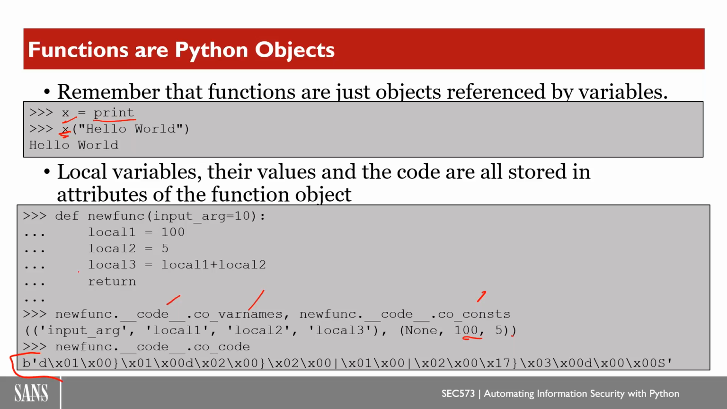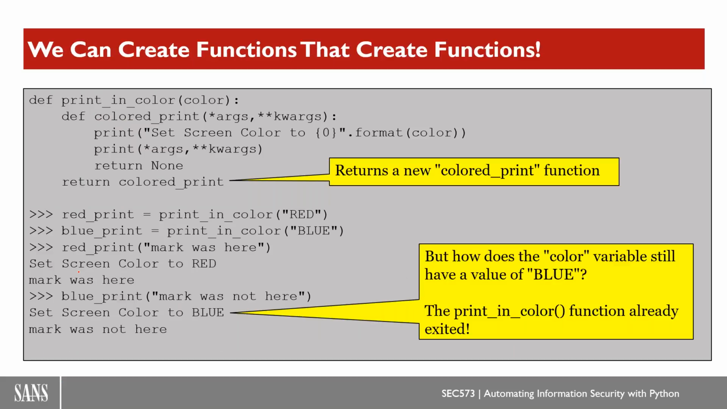All right, so functions are just Python objects that are stored inside of a variable, and I can create functions that create new functions. For example, here I've got a function called print_in_color. What it does is it creates a new function. This print_in_color function does two things. It's going to set the color of the screen to whatever color you tell it to, and then it's just going to print whatever you pass to it.